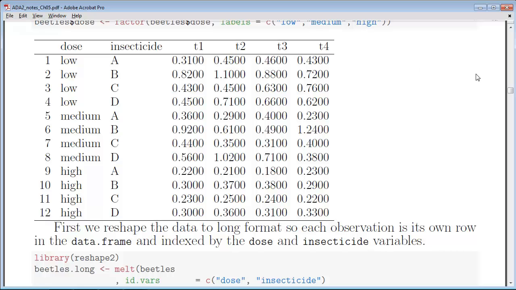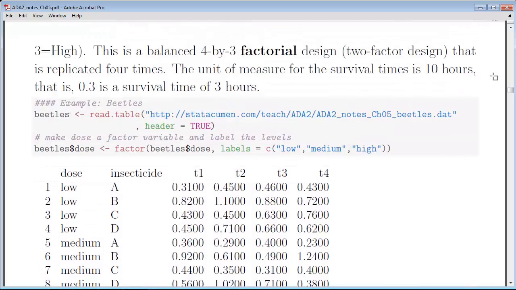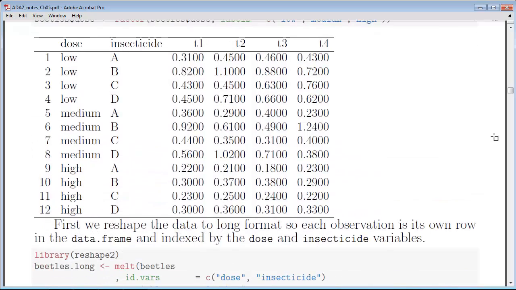Oh, I never mentioned that. The unit here is unusual. It's in 10-hour intervals. So 0.3 is actually 3 hours. Okay, that was an unusual choice. But I've inherited this data set, so I'll just use it as it is. All right. There is 1 beetle here that survived more than 10 hours.